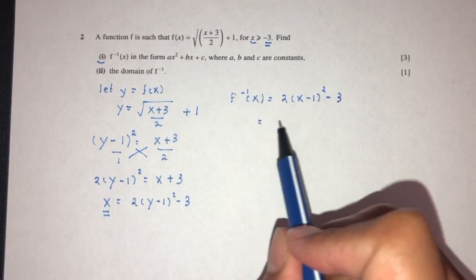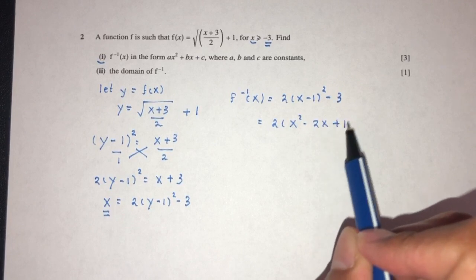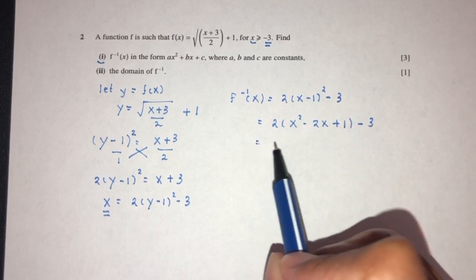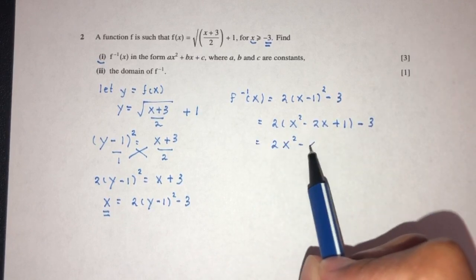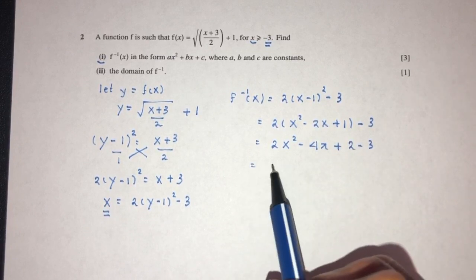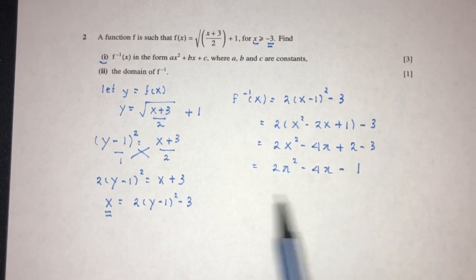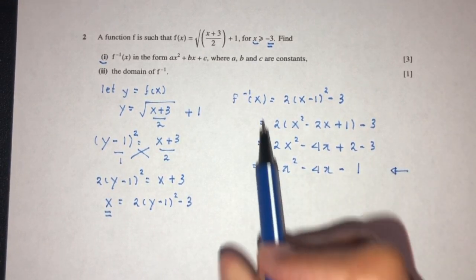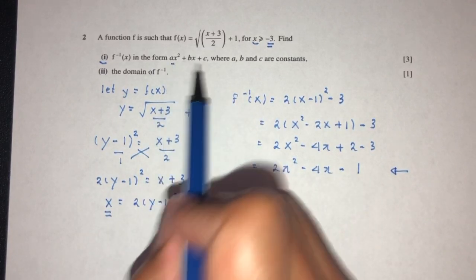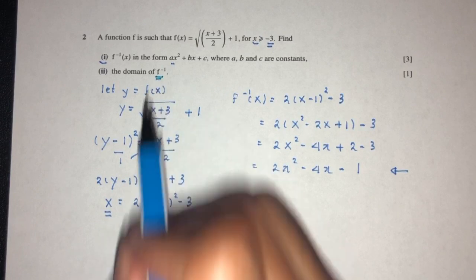So let's try. That will be 2 times (x squared minus 2x plus 1) minus 3. That will be 2x squared minus 4x plus 2 minus 3. And that will be 2x squared minus 4x minus 1. And this is your f inverse of x in terms of x, and it will be in this form. So finally we have to find the domain of f inverse.